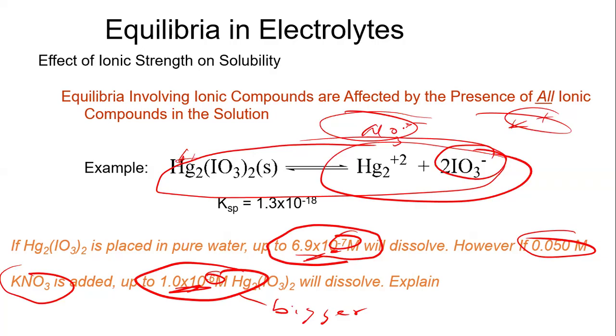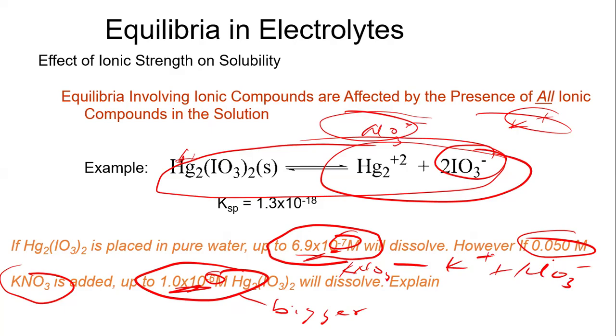So that's the idea. In summary, when the KNO3 is added, it will dissolve completely to form K⁺ ion plus NO3⁻ ion. And these ions would increase the shielding of the mercuric ion, Hg²⁺, and then the iodate ion.